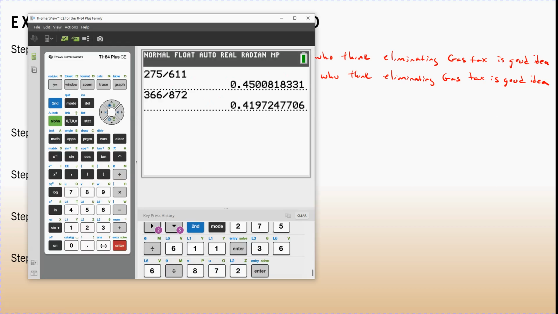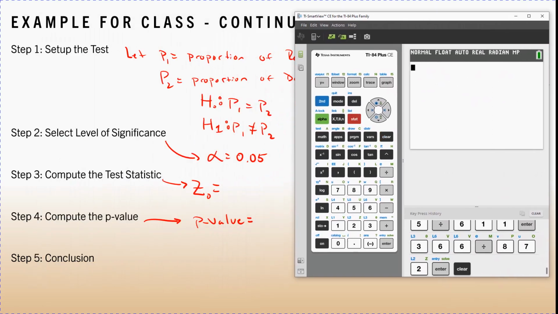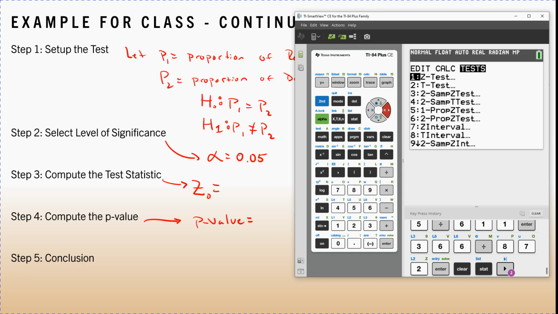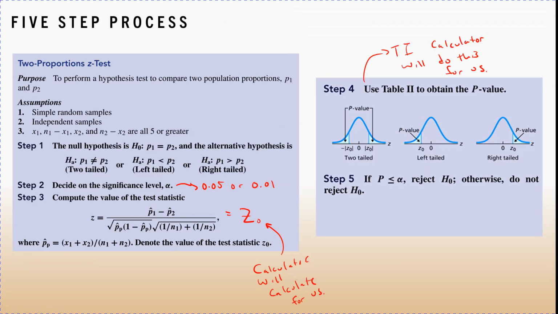So when I go to load up my calculator for this, I'm going to go stat, tests, and I'm going to scroll down to option number 6, this 2-prop z test. Okay. And so let me even put that back in the notes here. So we use stat, tests, and then it was option number 6, 2-prop z test.